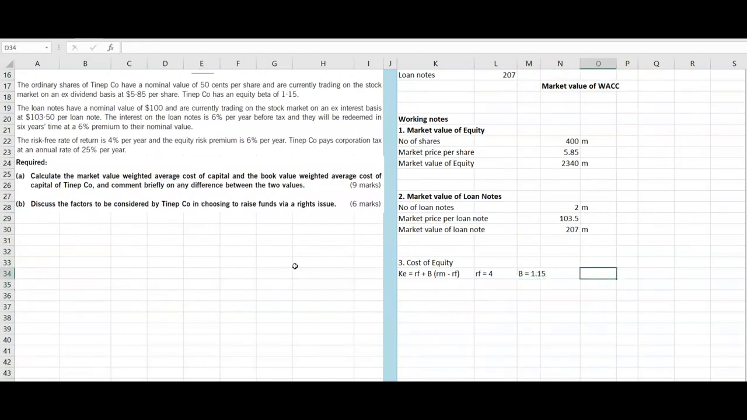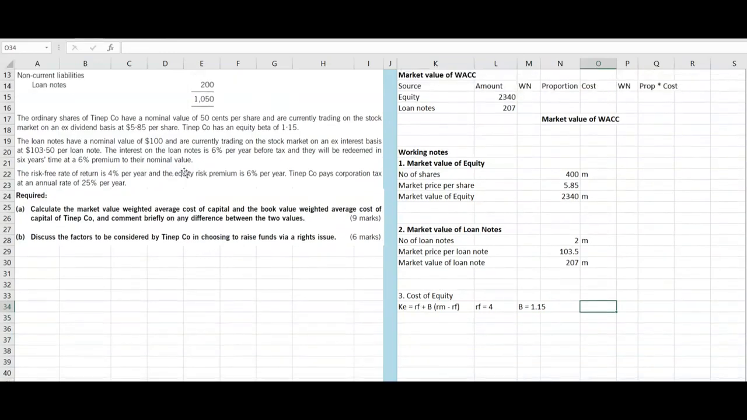Then we need RM. Is RM available? No. Equity risk premium is available. What is equity risk premium? That is RM minus RF. That is what the equity risk premium refers to. So RM is not given separately. It is given as RM minus RF, the equity risk premium. So if you want, we'll mark it here.